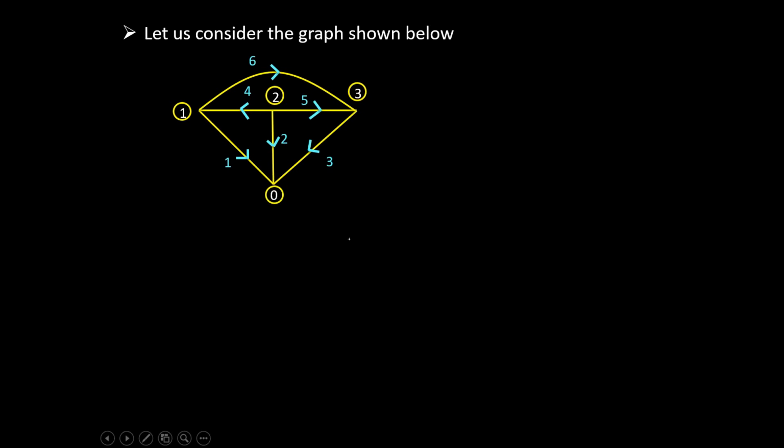Let us consider the graph shown below. For this, we need to form the incidence matrix, the element node incidence matrix A cap. If you are experienced, just by looking at the graph, we can write the element node incidence matrix. Since we are new to this concept, let us go step by step. Once you understand the concept, you will be able to form the incidence matrix just by looking at the graph.